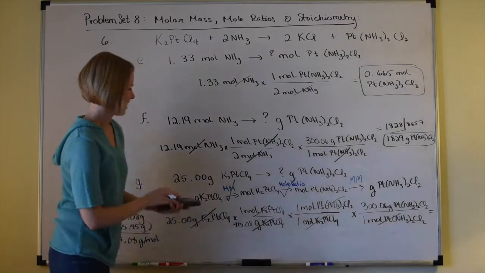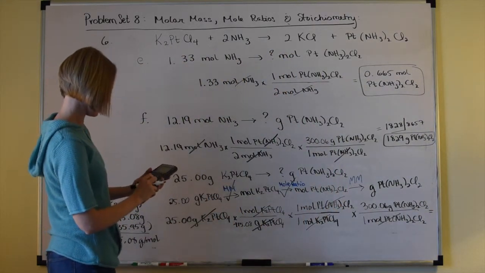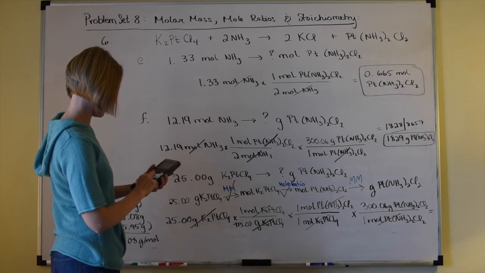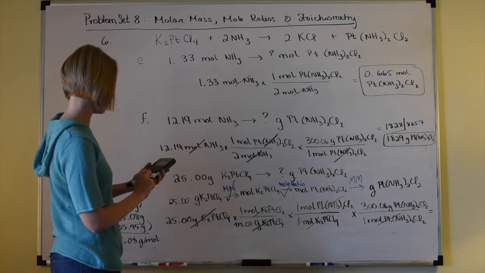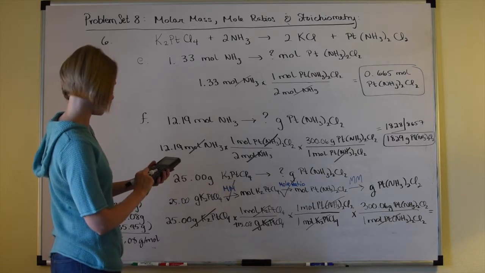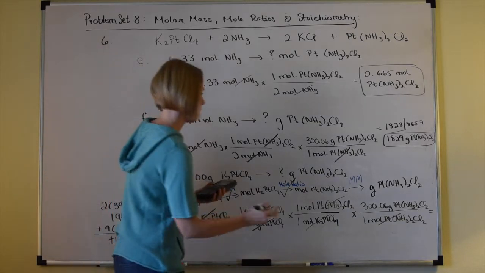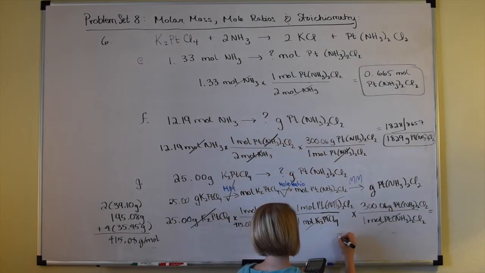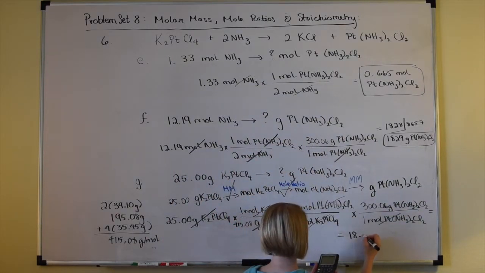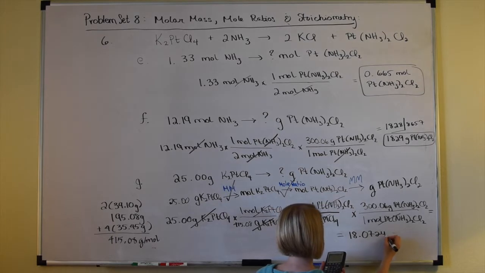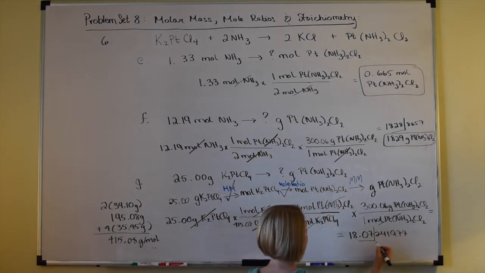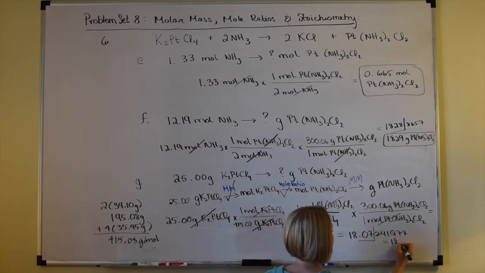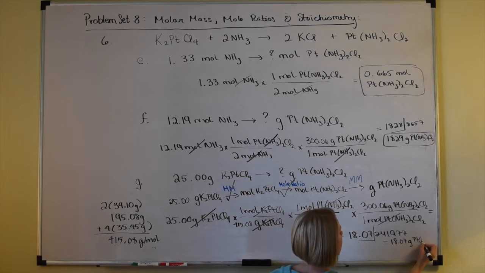All right, so let's pull out our calculator. Divide by the 415.08. Okay, times 1, divide by 1. Won't change our answer. Times 300.06. And my answer is, unrounded first, 18.07241977. I've got 4 digits here, so I'm going to round off to 18.07 grams of cisplatin.